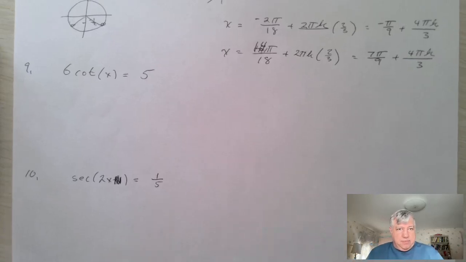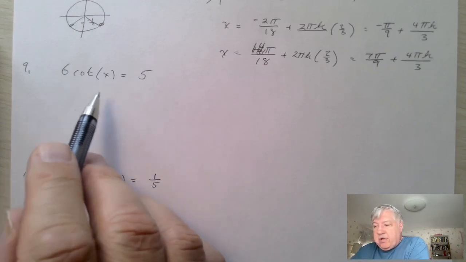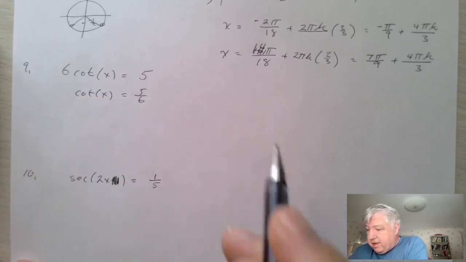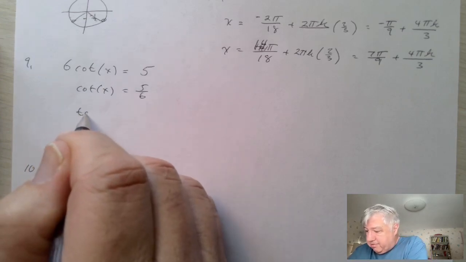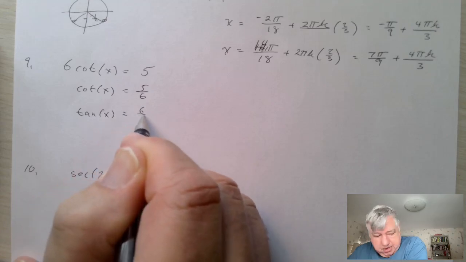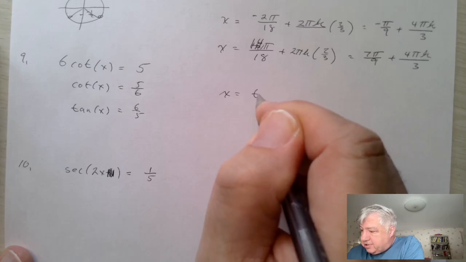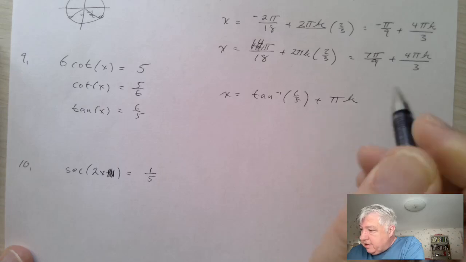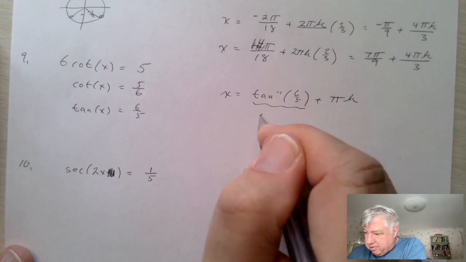All right, number 9. 6 times the cotangent of x is 5. We want to find what cotangent x is first, so we can do that by dividing by 6. And we get the cotangent is 5/6. Flip this around, take the reciprocal of both sides, and we get the tangent of x is 6/5. Okay, so then we can see that x is going to be the inverse tangent of 6/5 plus pi k, and in our calculator, this turns out to be 0.876.